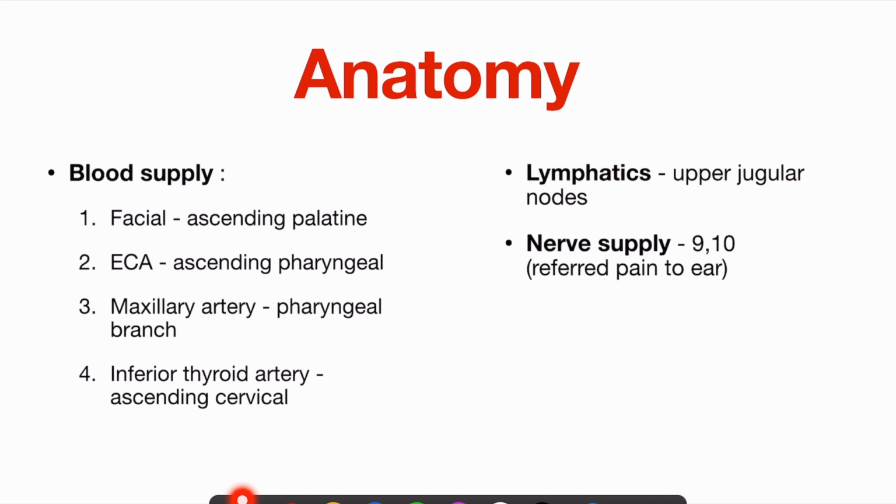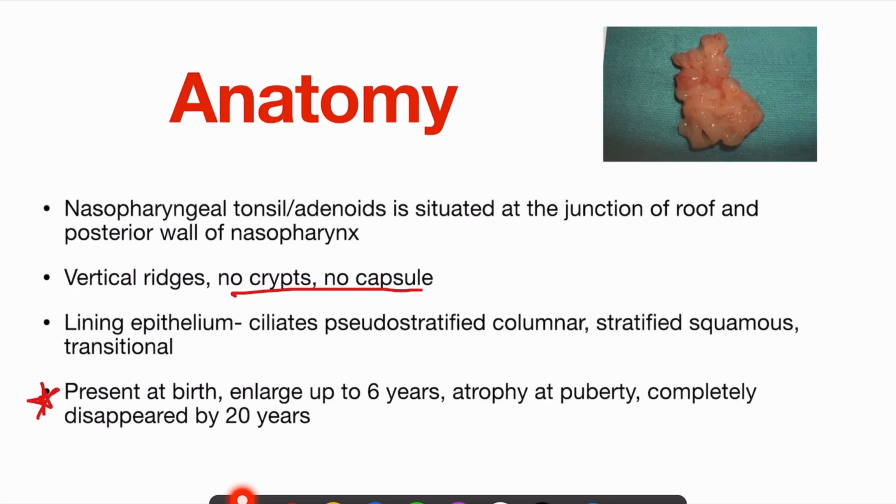It drains into the upper jugular nodes and is supplied by the 9th and 10th nerves. These are also the nerves which supply the ear. So therefore the patient also has referred pain in the ear because the supply is the same. So this was the basic anatomy of the adenoids.